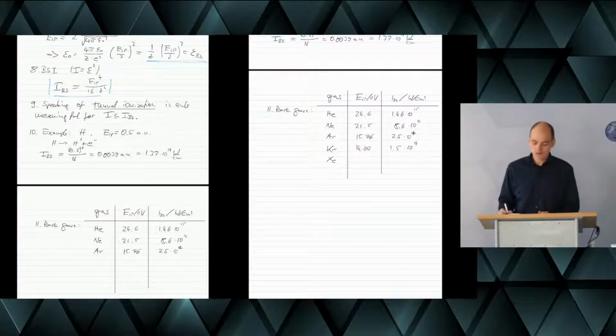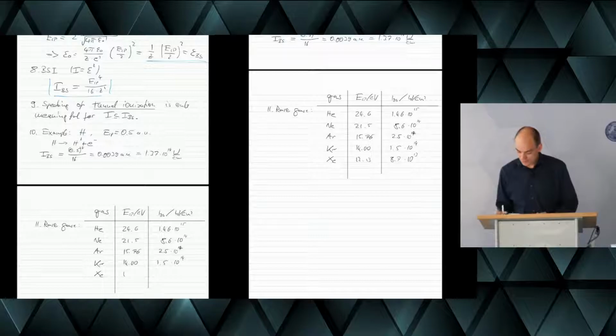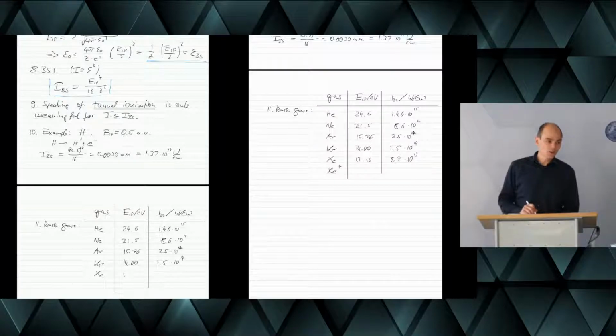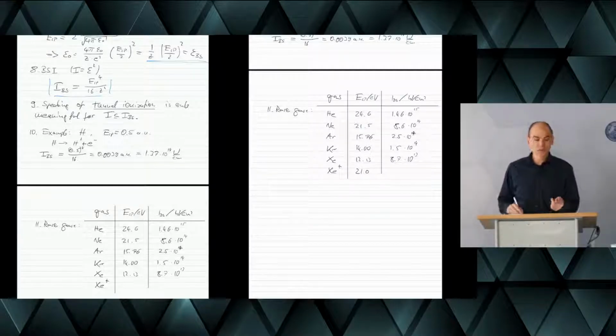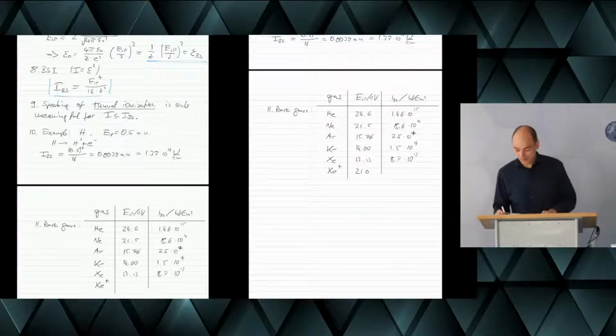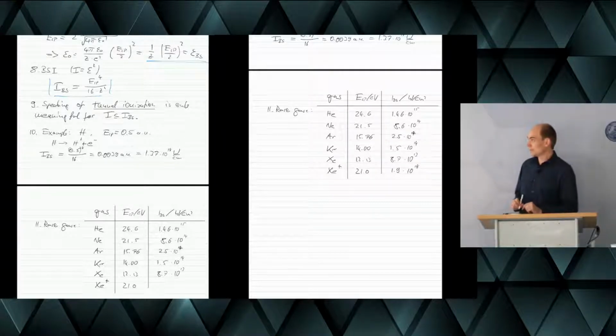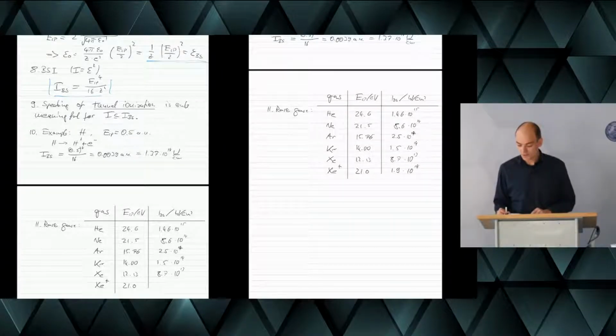Then we have xenon, which is the easiest to ionize if you neglect radon, which you don't really want to use. 8.7 times 10 to the 13 watts per square centimeter. And now, for comparison, if we had the ground state of xenon plus, where the ionization potential is actually pretty close to 21 eV, so close to neon, but because of this Z squared dependence in the denominator, we arrive at 1.9 times 10 to the 14 watts per square centimeter. So much lower than the value for neon.